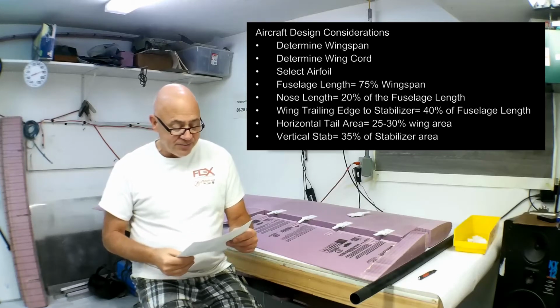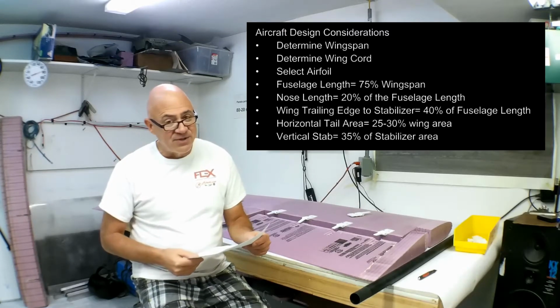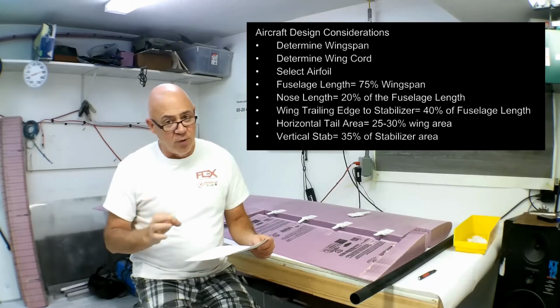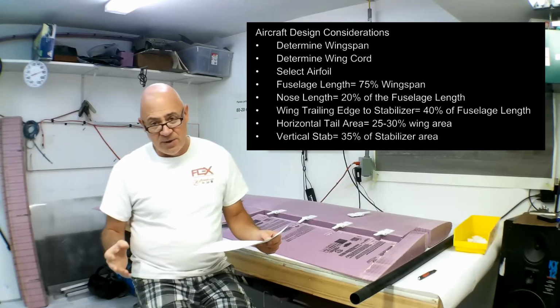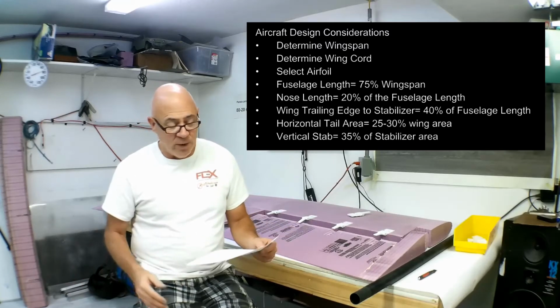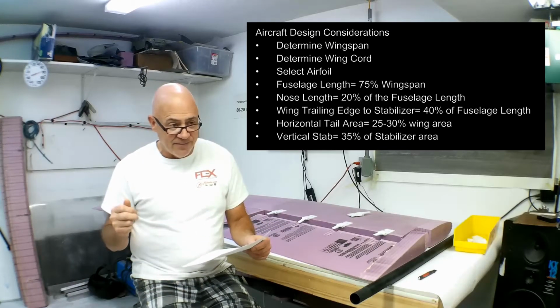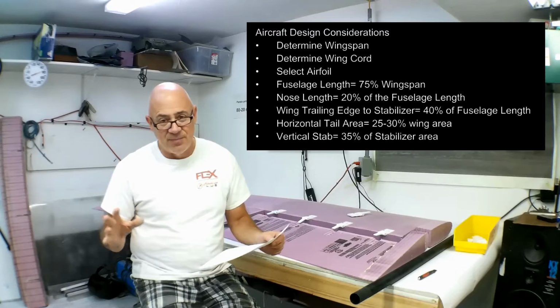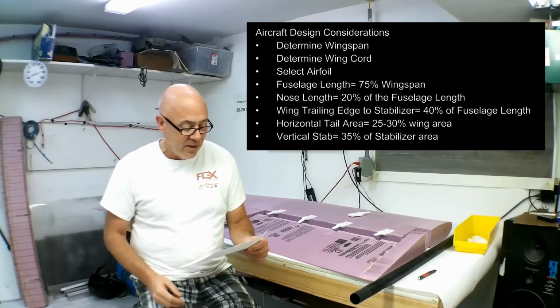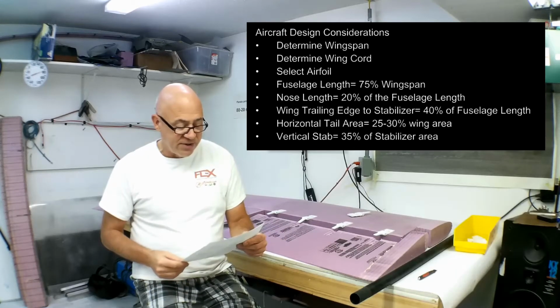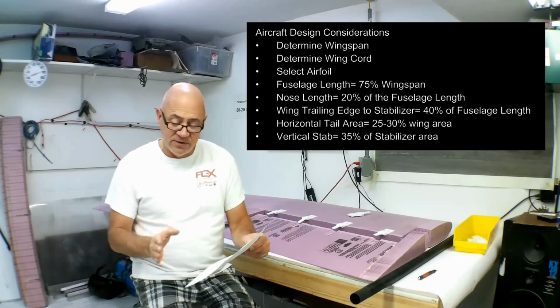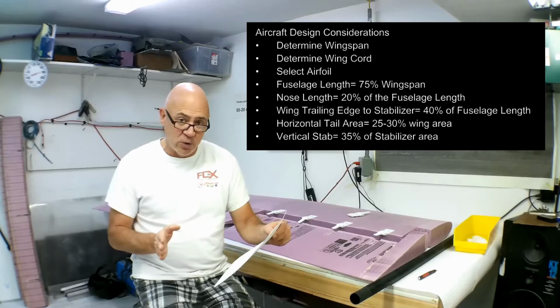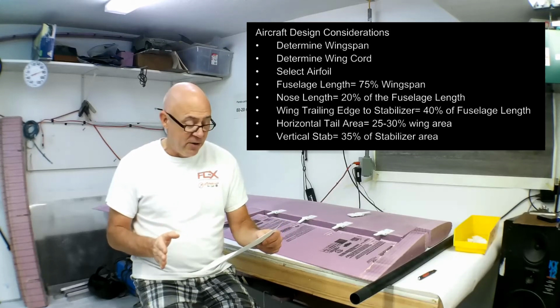So fuselage, 75% of the wingspan is the normal rule of thumb. There's some commercial planes like ATRs and other airplanes where the fuselage is basically the length of the wing. But, well, an ATR is not. But there are some planes where it's almost the same. The nose is 20% of the fuselage. So take the length of your fuselage, take where the front of your wing is, and go up 20%. And that's what you want for your nose.